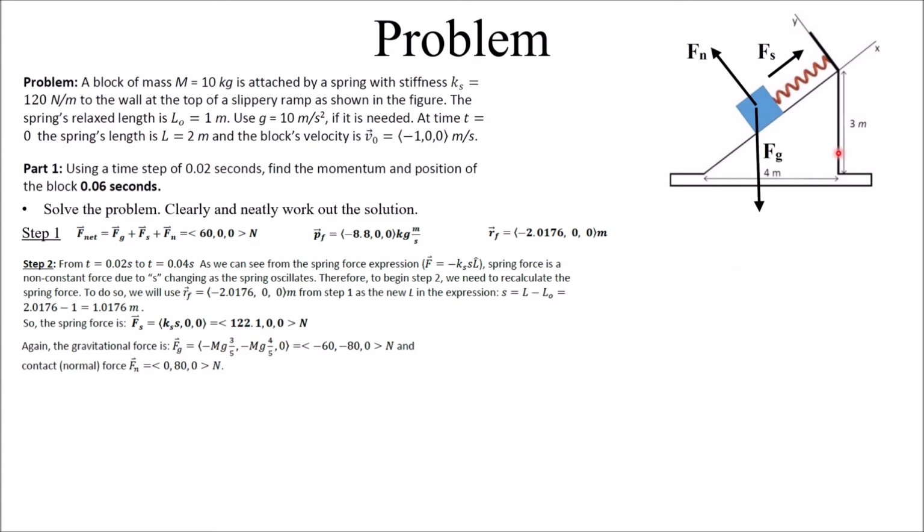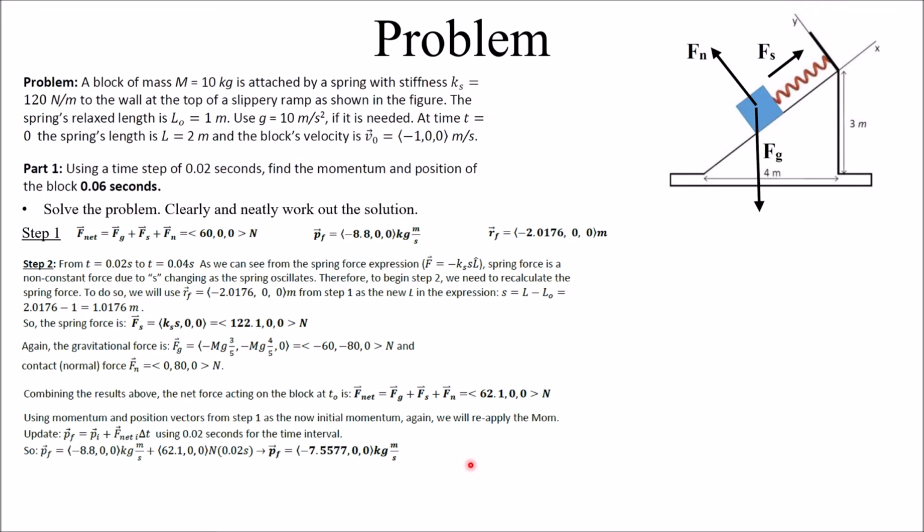Our gravity and our normal force are going to be pretty much the same. So we have this new net force, which is a little bit greater than 60, and it really wants to get back towards that relaxed, unstretched position even more now. So we'll do a momentum update. The final momentum will be equal to the initial momentum, which is the final momentum from the last step, plus the new net force that we just got, times that 0.02 seconds.